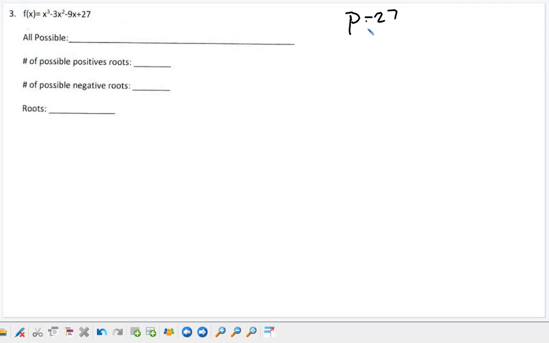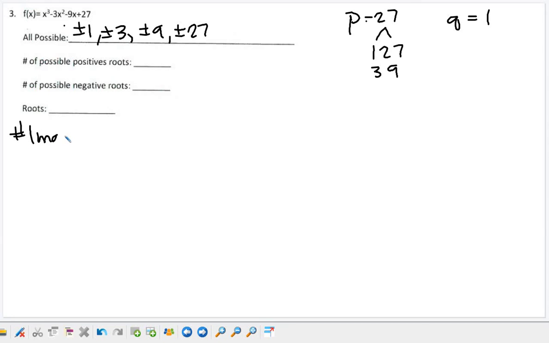So P, Q, luckily everything's over 1 again. We're going to do that number of imaginary as well. So positive roots, we count.